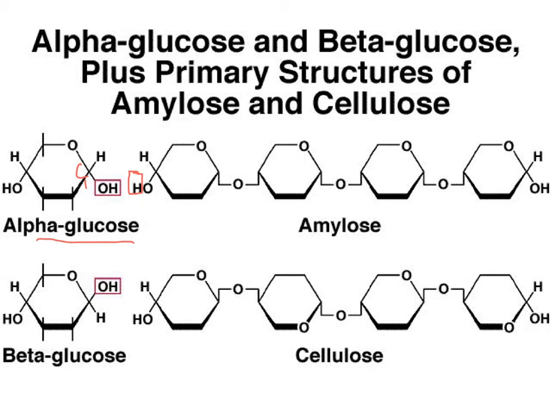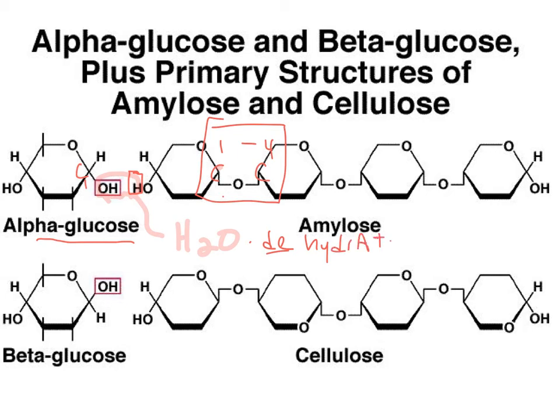These molecules bond together and leave as H2O. And when that happens, you end up with a carbon bonded to an oxygen, bonded to a carbon, and that's the 1,4 linkage right there. So that's what occurs, and this is called dehydration synthesis.